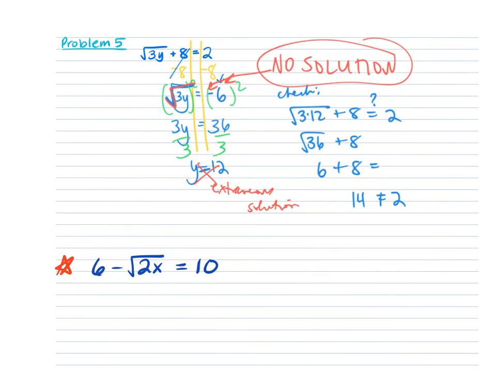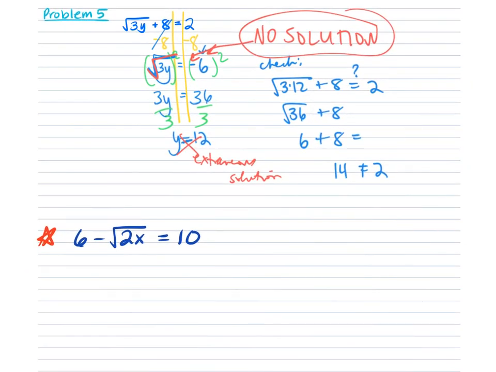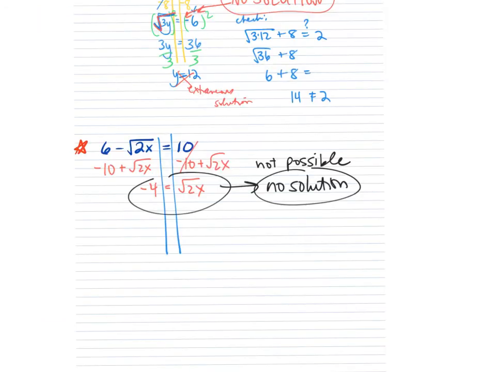So why don't you guys try this one? Try this one, press pause and check back for the solution. Okay. So when I moved this root 2x over on this side and subtracted the 10, we got negative 4. You cannot have a square root that equals a negative number. So I just stopped there.